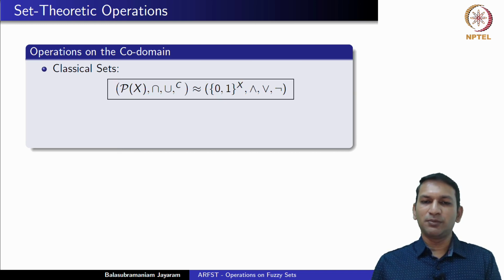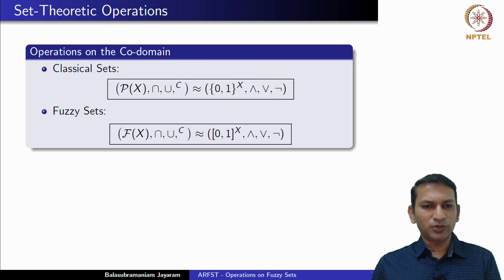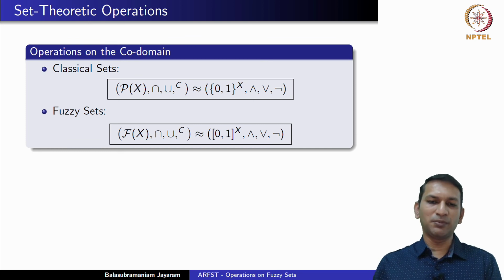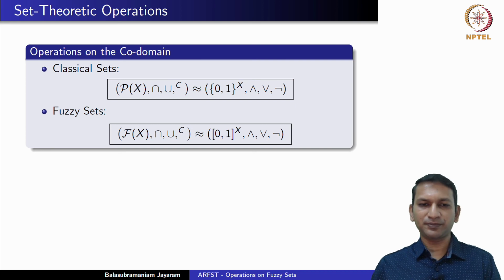This correspondence must be immediate for us all, because we are only relating a classical subset of X in terms of its characteristic functions. And immediately you see that operations on classical sets can be seen as operations on the corresponding codomain of this characteristic function, which is {0, 1}. And hence, this correspondence with respect to operations on fuzzy sets is also immediate, as operations on the corresponding membership functions are essentially operations on the unit interval [0, 1].